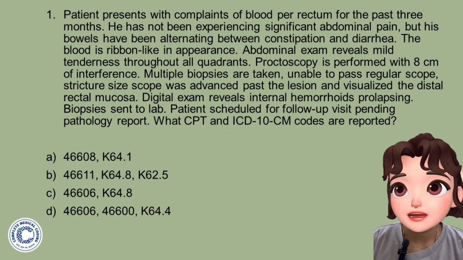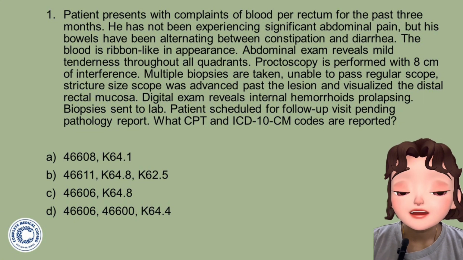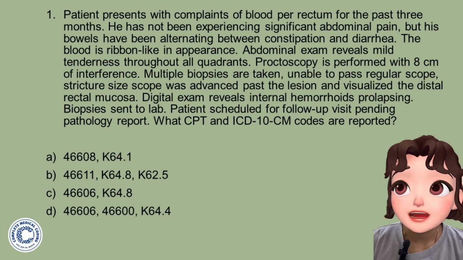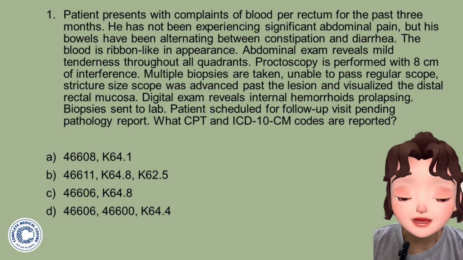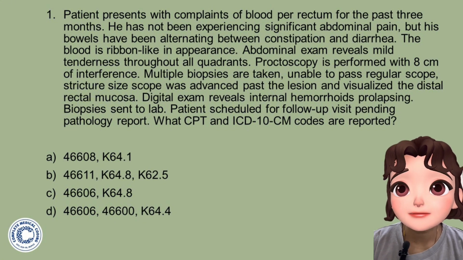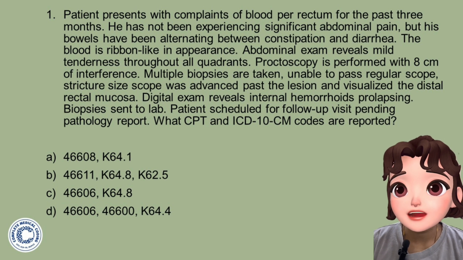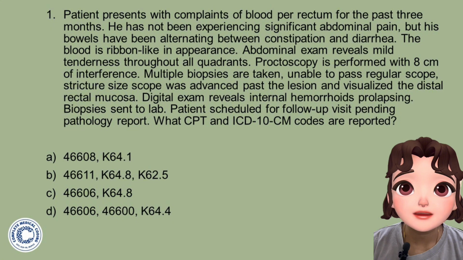Multiple biopsies are taken. Unable to pass regular scope, stricture size scope was advanced past the lesion and visualized the distal rectal mucosa. Digital exam reveals internal hemorrhoids prolapsing. So this is the diagnosis: internal hemorrhoids. Biopsies sent to lab. Patient scheduled for follow-up visit pending pathology report. What CPT and ICD-10-CM codes are reported?